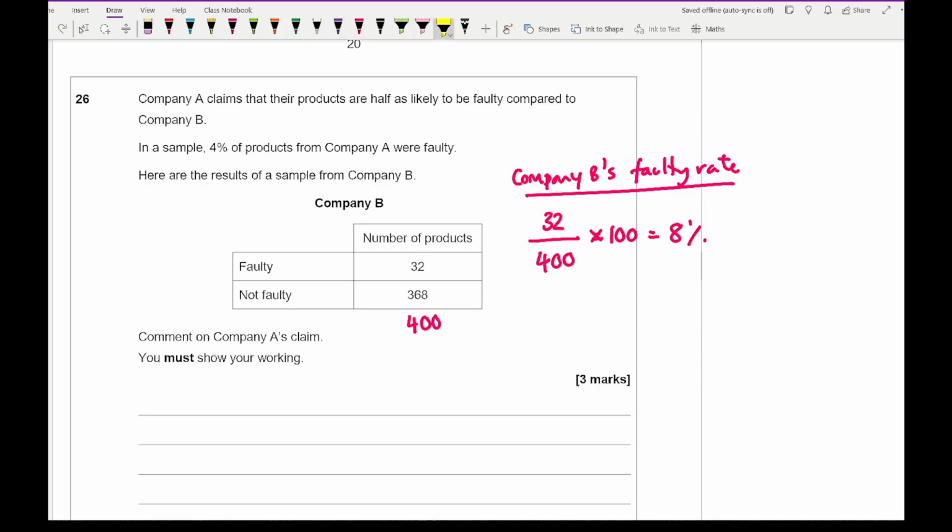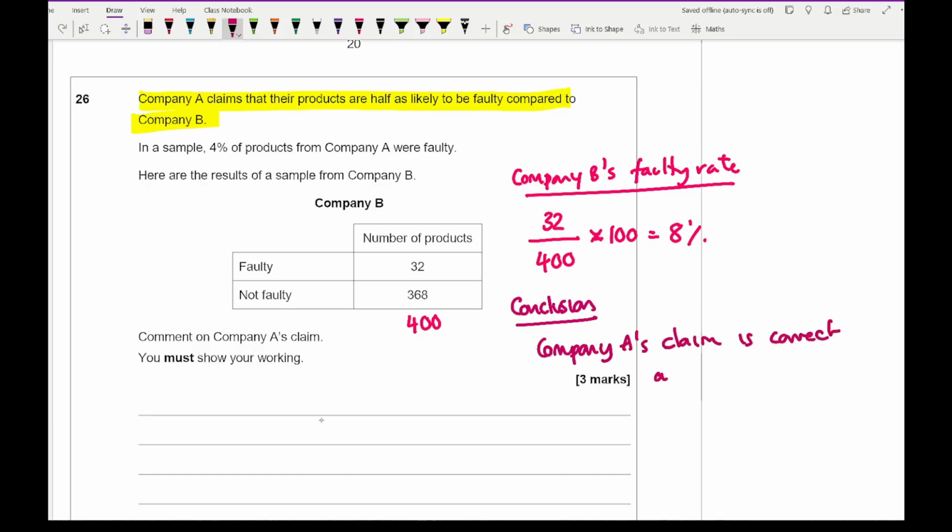So their claim is that Company A's products are half as likely as Company B. Well, here we can see that, so the conclusion is that Company A's claim is correct, as 8% divided by 2 equals 4. And writing that would be absolutely fine.